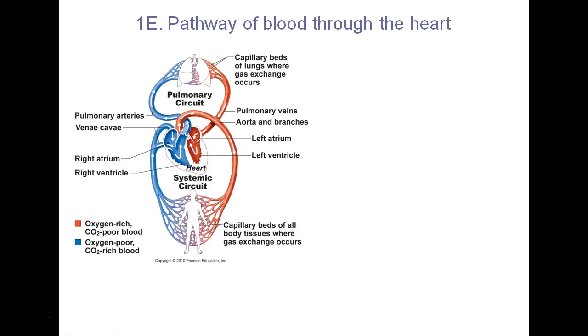So let's now turn our attention to the pathway of blood through the heart. This diagram is a general overview of two main circuits in the cardiovascular system, the systemic circuit and the pulmonary circuit. As we mentioned earlier, the human heart is a double pump, so to speak. It's going to service both of these circuits. Let's take a look at how this pumps through.